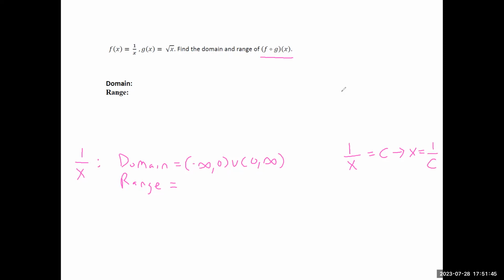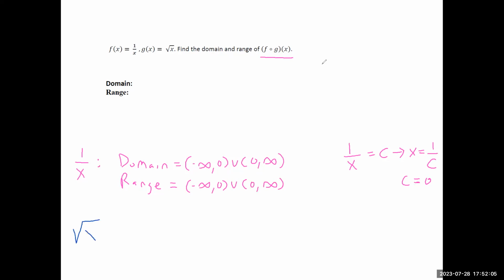So what are the problematic values of c here? Well, if c is equal to 0, because once again, that's going to make the denominator 0, which we don't want to happen. So then our range is going to be given by minus infinity to 0, union 0 to infinity for the function f of x equals 1 over x.